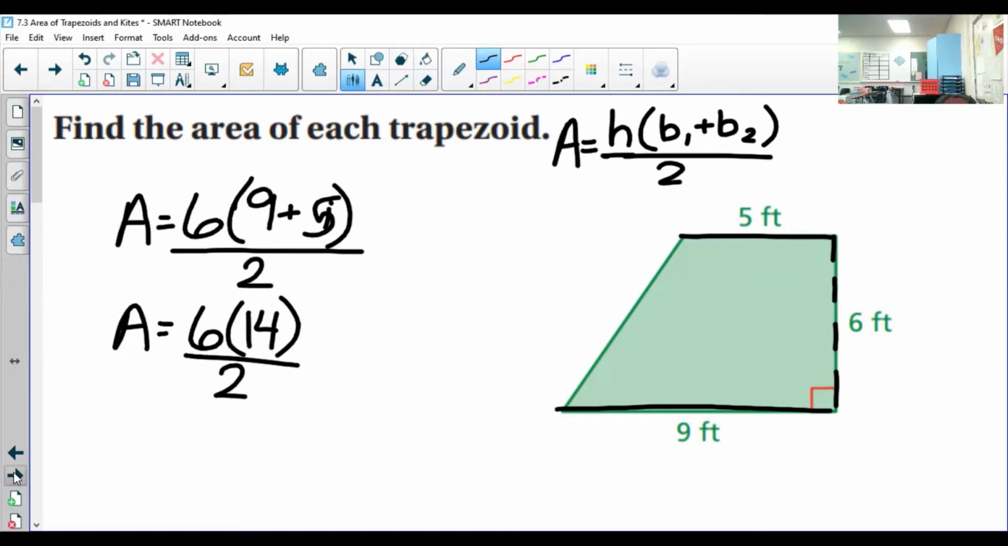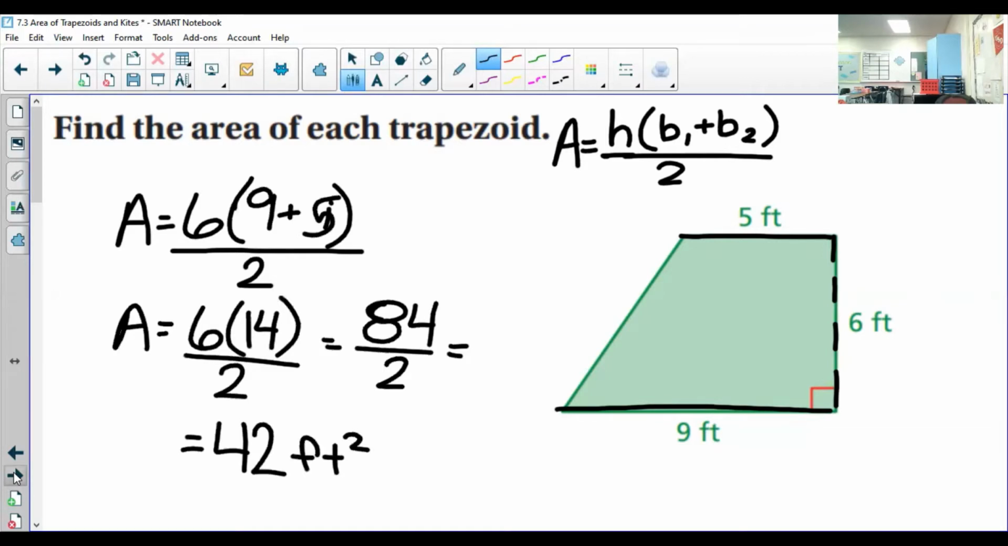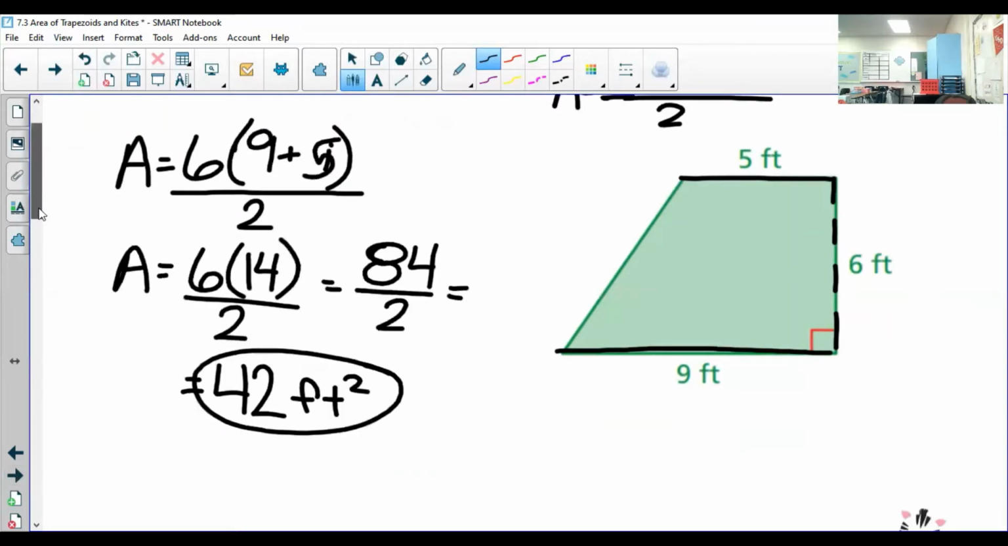Again, I'm going to follow order of operations. I have to solve the top first. So what is 6 times 14? 84. And 84 divided by 2 is 42. So my area is going to be 42 feet squared. We still have to have a label and we still have to square it. So now I've got 42 feet squared. And that's it. We just do order of operations. So it's really not scary at all.